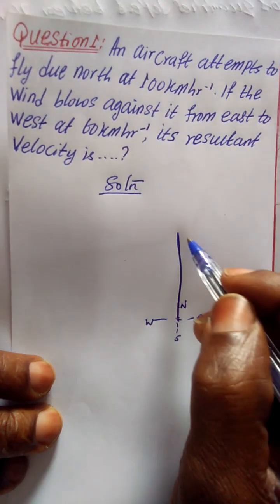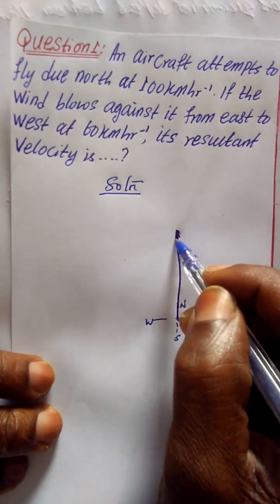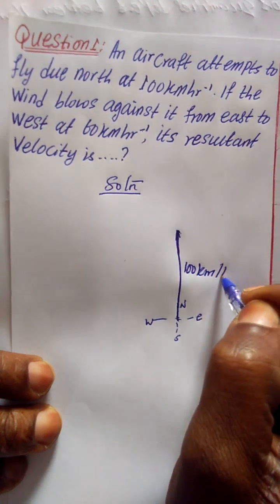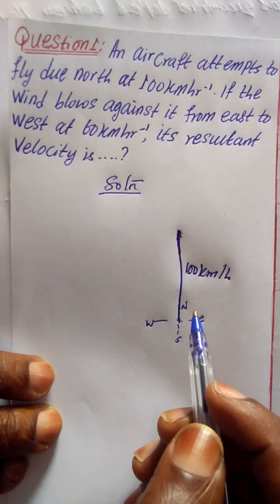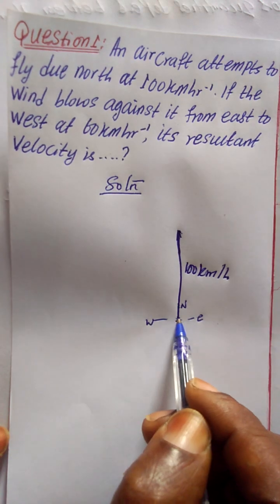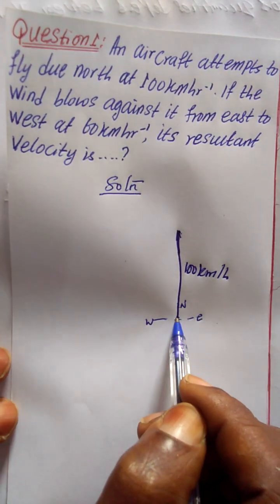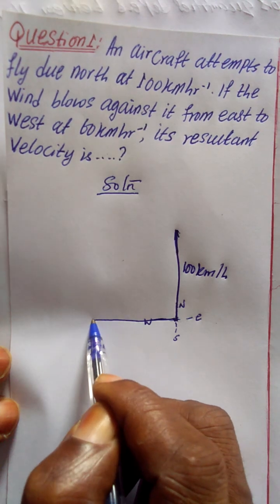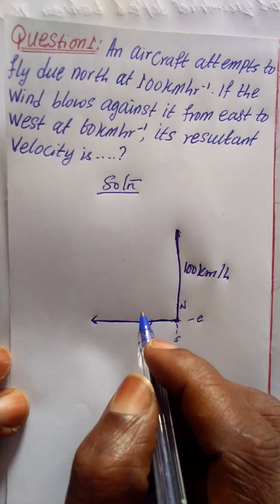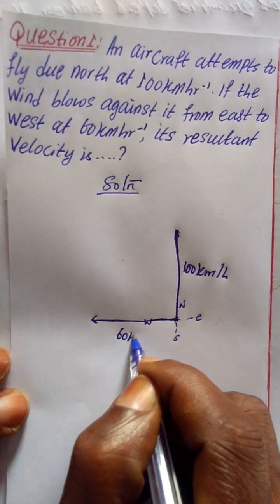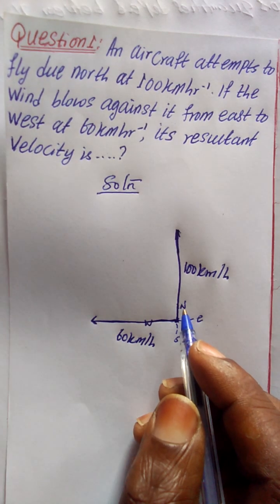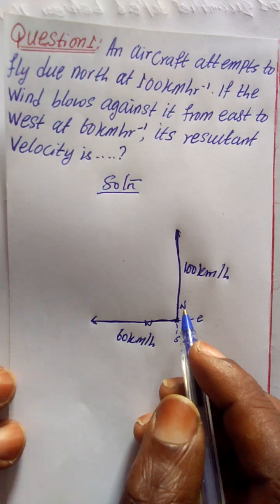That means it moved due north at 100 kilometers per hour. And then from east to west, the wind blows from east. This is east, so this is the starting point, to west. So we have this here, and it is 60 kilometers per hour. And the question said find the resultant vector.